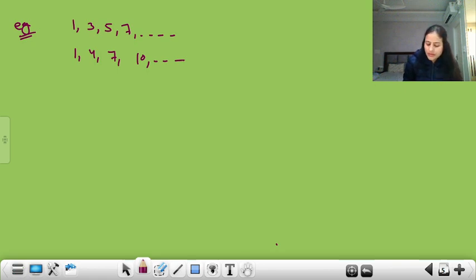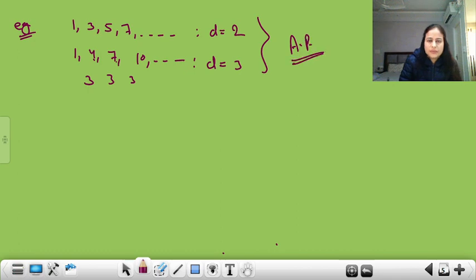Okay, so here this is going to be AP because here d is equal to 2. What about this? 4 minus 1 is 3, 7 minus 4 is 3, 10 minus 7 is 3. So here d is equal to 3. So these two are my APs. So we can easily check, whenever a progression is given, whether that progression is AP or not.